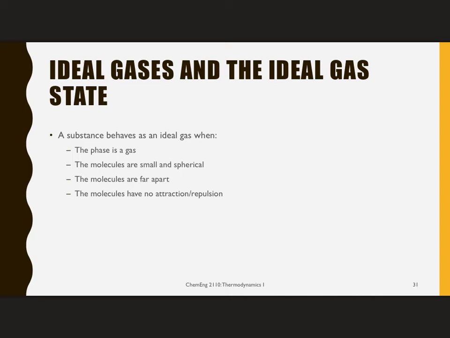But next, I need to have molecules that are small and spherical. So they need to be round. They also need to be very small. They need to have essentially no volume. The molecules also need to be far apart. That happens when you have a low pressure state. The molecules are spaced well across the room, the container that it's in. And so this tends to go with low pressure. This is very small volume of the molecule.